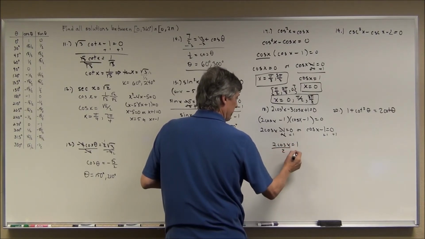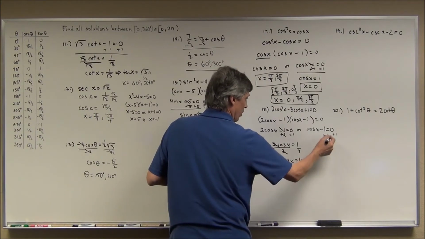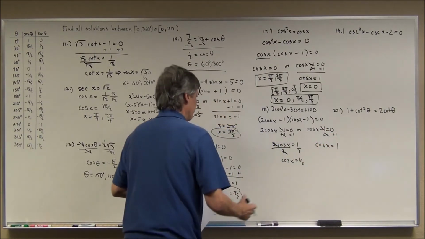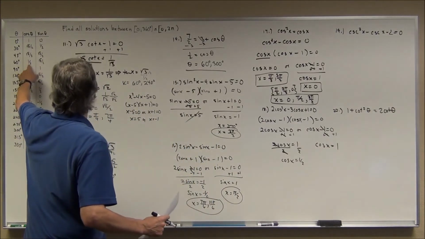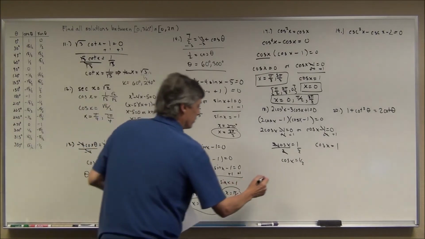Then I'm going to divide here by 2. I get the cosine of x is equal to a half. Over here, I get the cosine of x is equal to 1. Well, both of these, the cosine of x is equal to a half at 60 or pi over 3, and at 300 or 5 pi over 3.